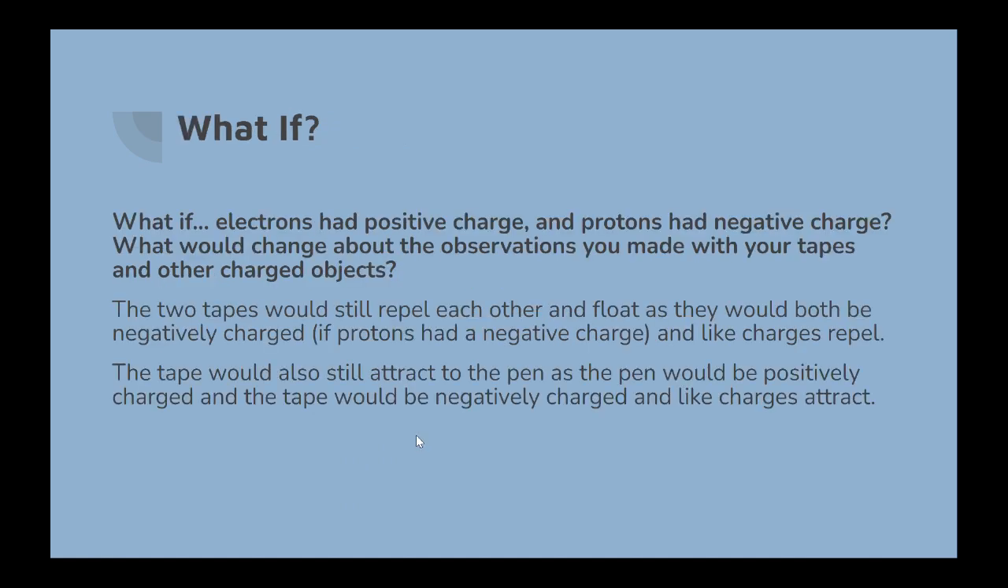So what if electrons had positive charge and protons had negative charge? What would change about the observations you made with your tapes and other charged objects? So the two tapes would still repel each other. They would just both be negatively charged, and like charges repel, so they would still repel. And then the tape would still attract to the pen and other objects, as the pen and other objects would be oppositely charged still. So the pen would be positively charged and the tape would be negatively charged, which attract.